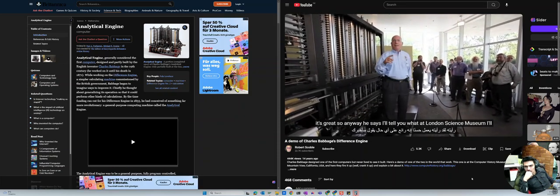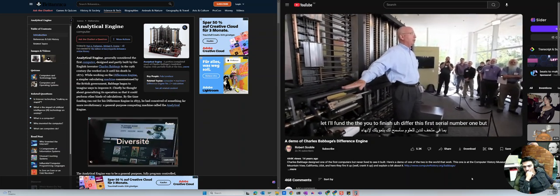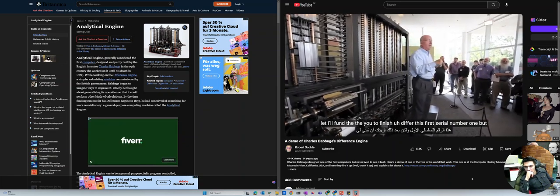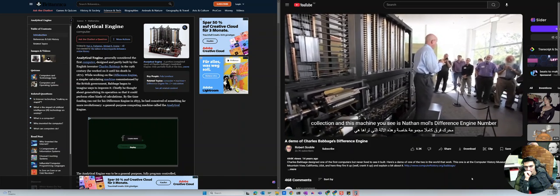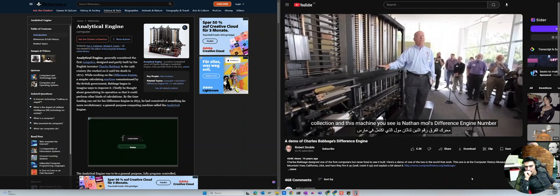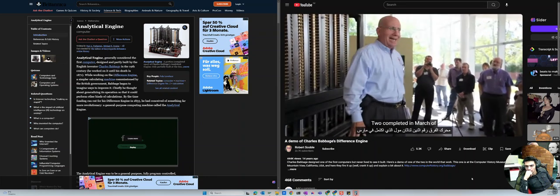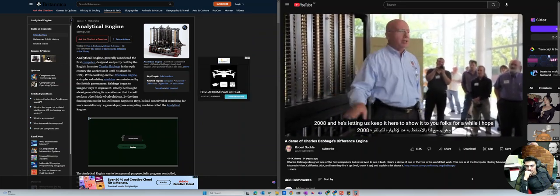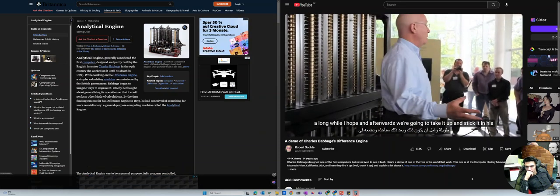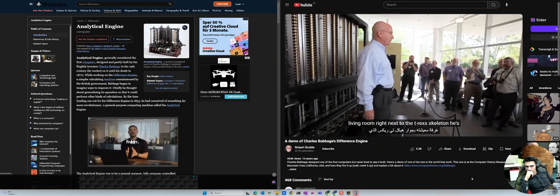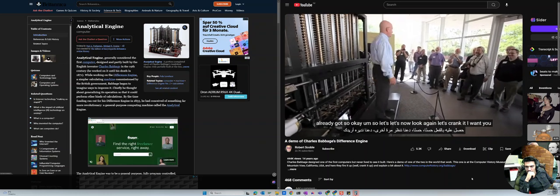So anyway, he says, "I'll tell you what, London Science Museum, I'll fund you to finish this first serial number 1, but then I want you to build me a whole difference engine for my private collection." And this machine you see is Nathan Myhrvold's difference engine number 2, completed in March of 2008. And he's letting us keep it here to show it to you folks for a while, I hope, a long while, I hope. And afterwards, we're going to take it up and stick it in his living room. So, right next to the T-Rex skeleton, he's already got it there.